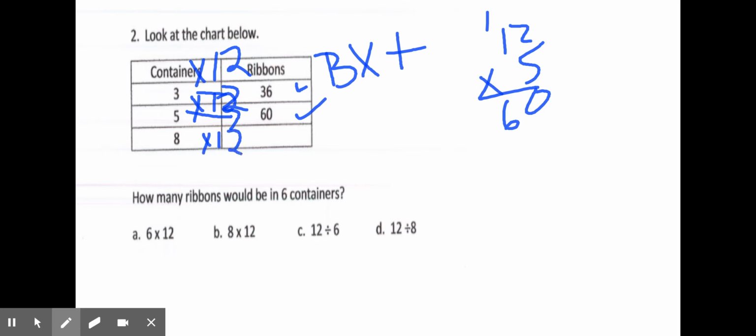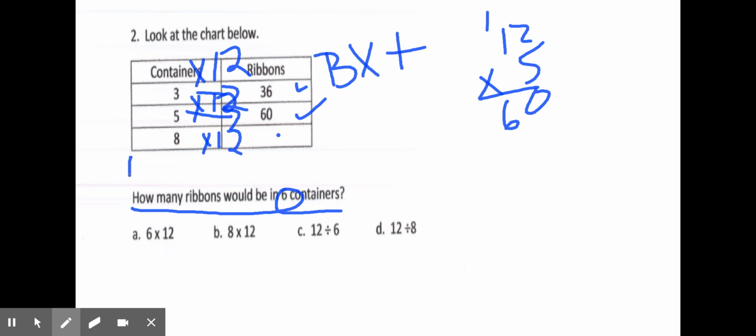Now here's the thing where they're trying to trick you. Now you see this blank here by the 8. Well, most people are going to go pick B, and they're going to get it wrong. Because if you look at the question, it says how many ribbons for 6 containers. They don't even want the 8. Sometimes they'll put a blank here to try to fool you, and they don't even want that blank. So they want 6 containers. Well, 6 is not over here on my container side.